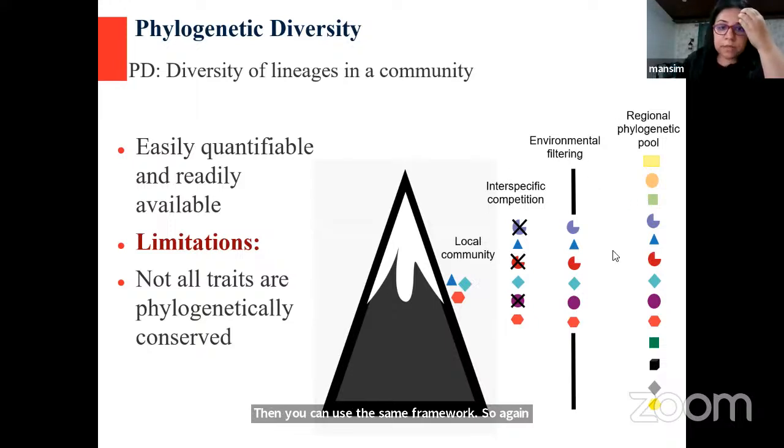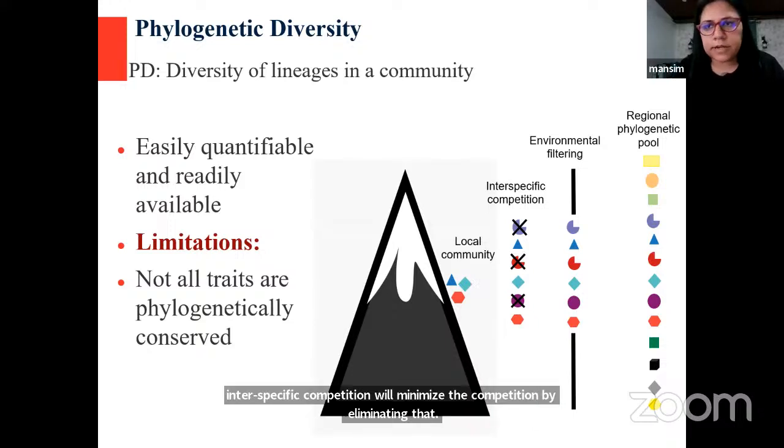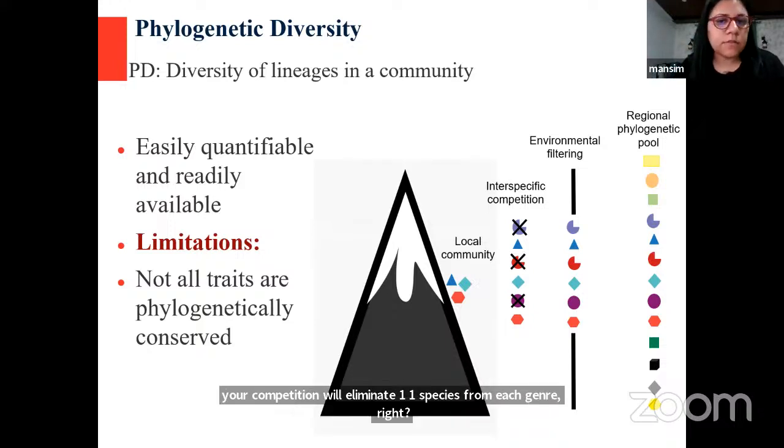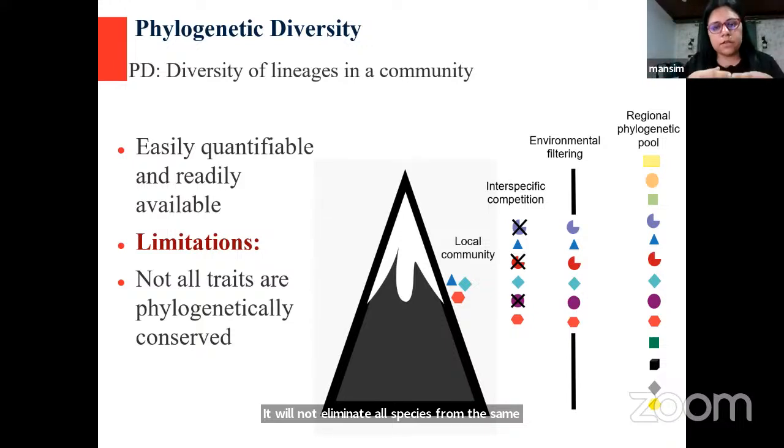So again, going back to the same schematic, the outermost panel is now your regional phylogenetic pool. Your environment will select for similar or closely related species on a phylogenetic tree, and your interspecific competition will minimize the competition by eliminating the sister species pair or the very closely related species, right? So you can have, let's say, 10 genera which are selected from environmental filtering, and within those 10 genera your competition will eliminate one species from each genus, right? It will not eliminate all species from the same genus because that does not help it. It wants to eliminate the really closely related species, the ones which are, let's say, congenerics.